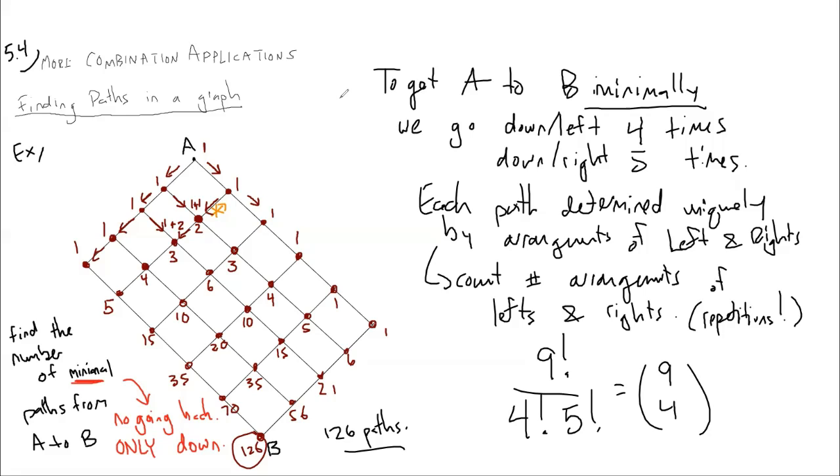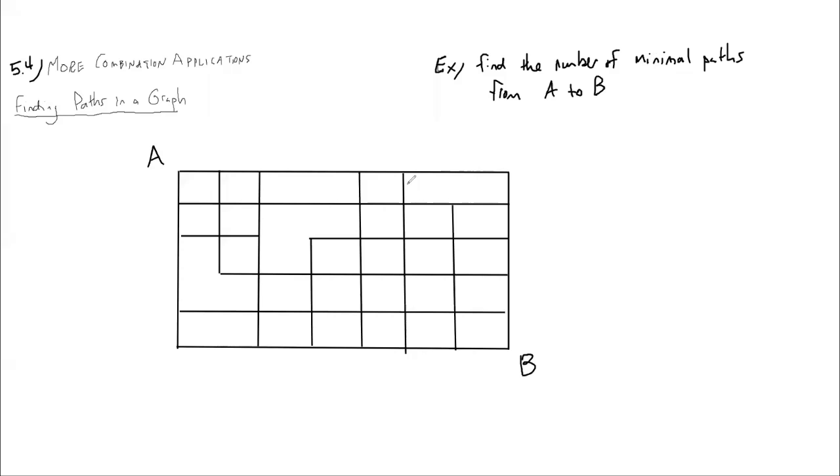I'm going to do a different example now where we don't really get to use that formula because there's going to be gaps. For the next question, what we're going to do is find the paths on a graph that maybe has some sort of weird missing pathways to it. So in this graph here, what we're going to do is first of all find the number of minimal paths.